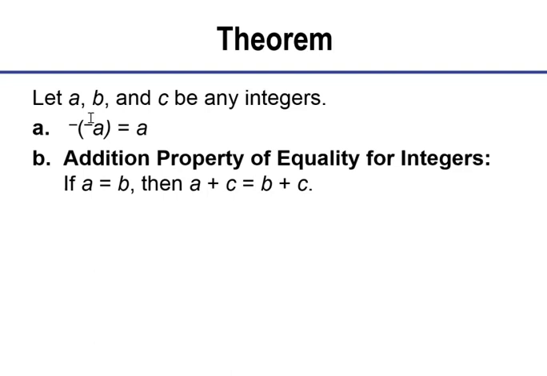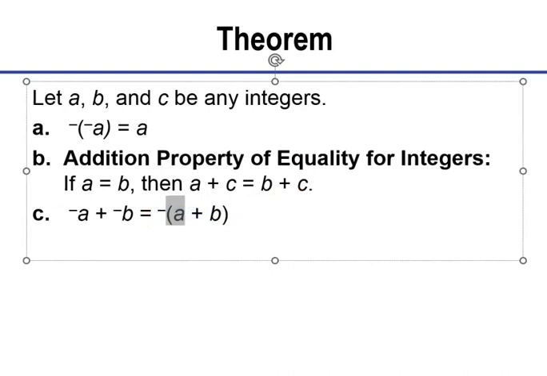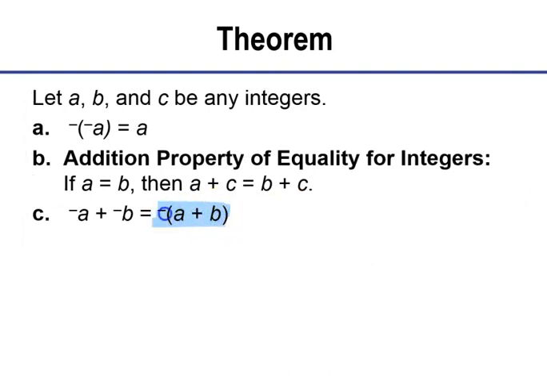Part B of the theorem is the addition property of equality for integers. You can add the same number on both sides of the equation. So if you know A equals B, then it is okay to add C to both sides of the equation. And you need this to solve algebra problems. And not just algebra problems, but it helps greatly. And then C, if you have negative A plus negative B, it is okay to add A and B together and take the opposite of that result. So that would be the opposite of A plus B.